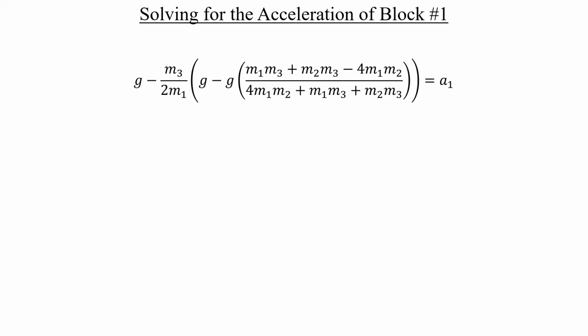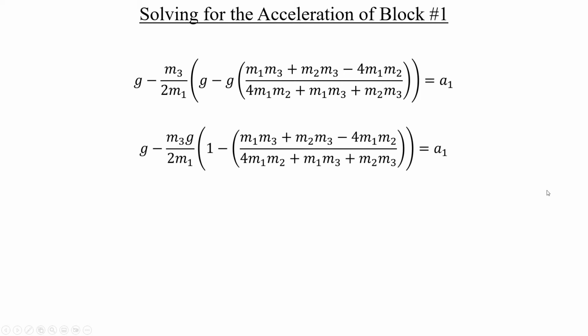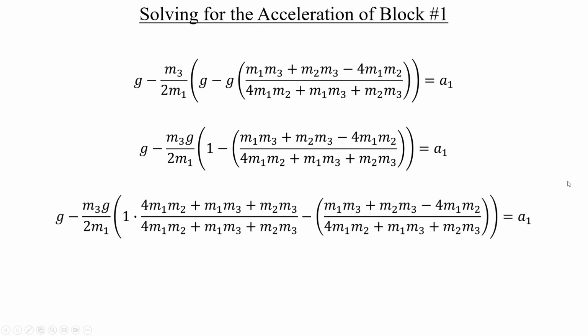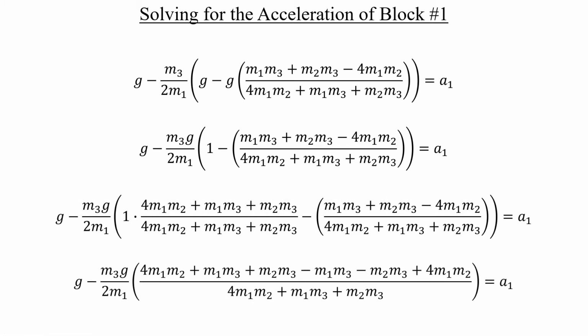Let's do the easy stuff first. I'll factor out g from both terms here inside these parentheses. Next, we can multiply this 1 by a special form of 1 to get a common denominator going on there. With that added, we can just use a single ratio here and get rid of those innermost parentheses.